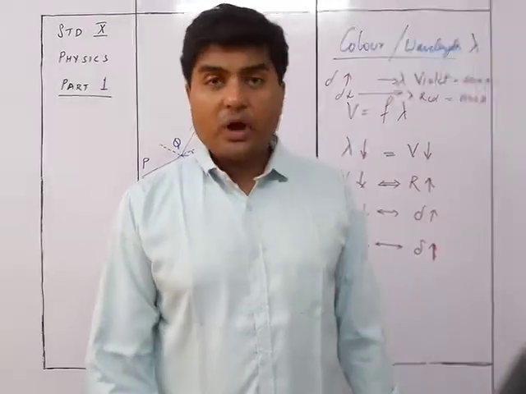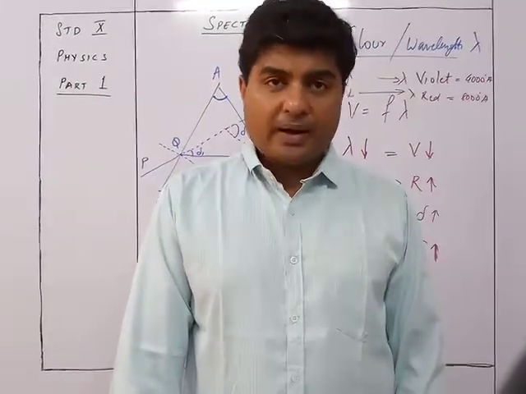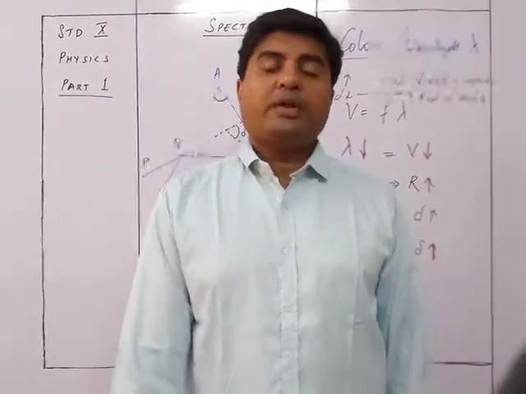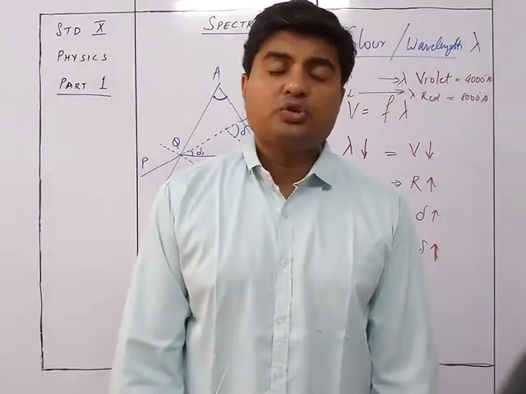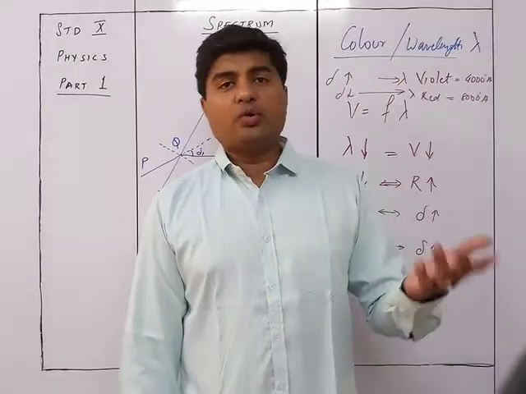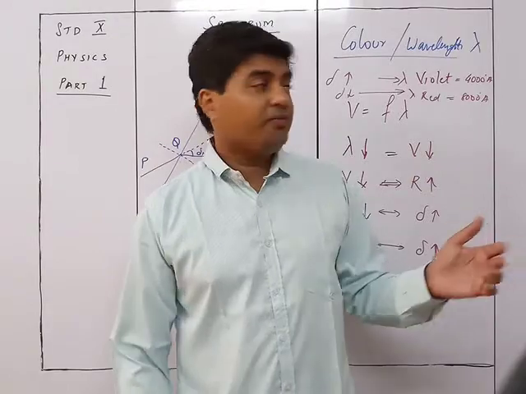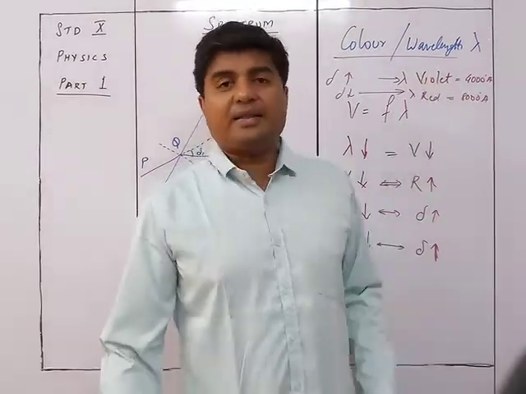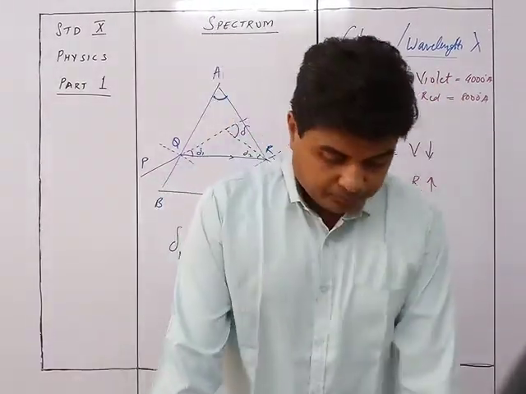You need not learn this table by heart. It is not required. You should only know the range, that is 4000 to 8000. 4000 will be for the violet color and 8000 will be red.